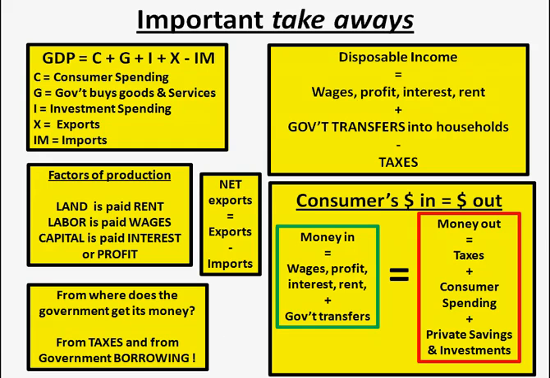Here are some important takeaways. What is gross domestic product? And you see the formula for that, C plus G plus I plus X minus IM. We saw the factors of production are paid rent, wages, interest, and profit. We saw that net exports were exports minus imports. We saw that government gets its money from taxes and from borrowing. We saw that disposable income is all the money coming into the household, that's wages, profit, interest, and rent, plus government transfers minus the taxes they have to pay out. And we saw that the consumer's money coming in is always equal to the money going out.